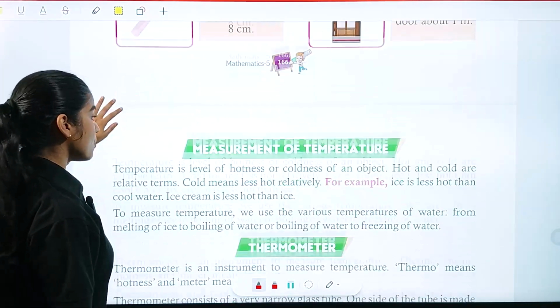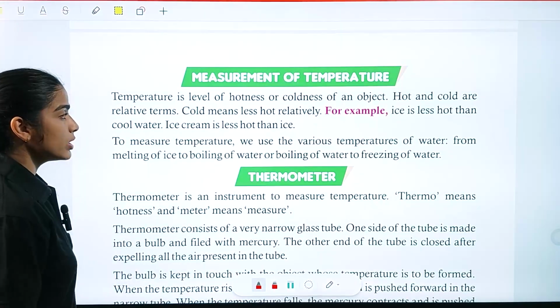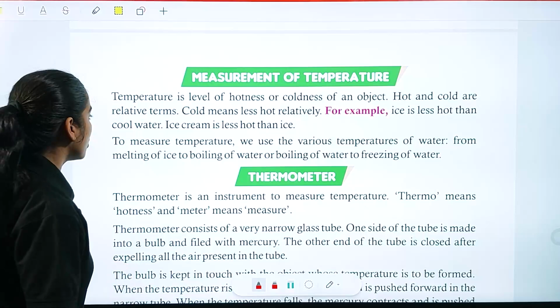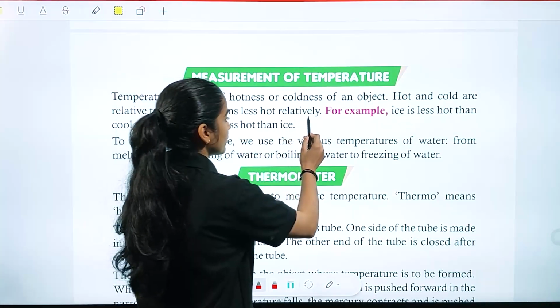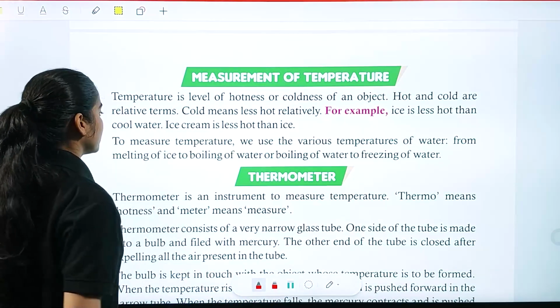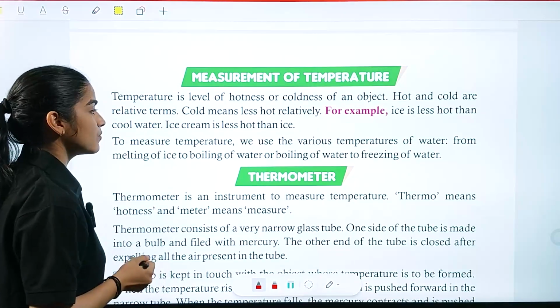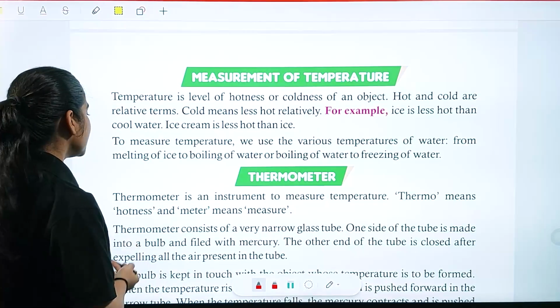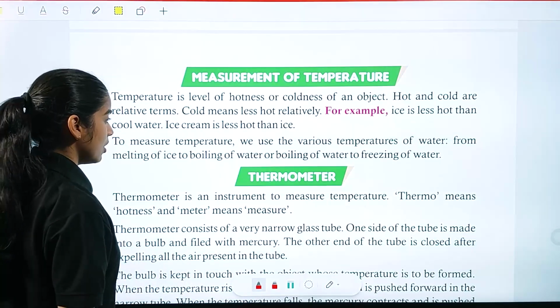Okay, now measurement of the temperature. Temperature is the level of hotness or coldness of an object. Hot and cold are relative terms. Cold means less hot relatively. For example, ice is less hot than cool water. Ice cream is less hot than ice. To measure temperature, we use the various temperatures of water, from melting of ice to boiling of water, or boiling of water to freezing of water.